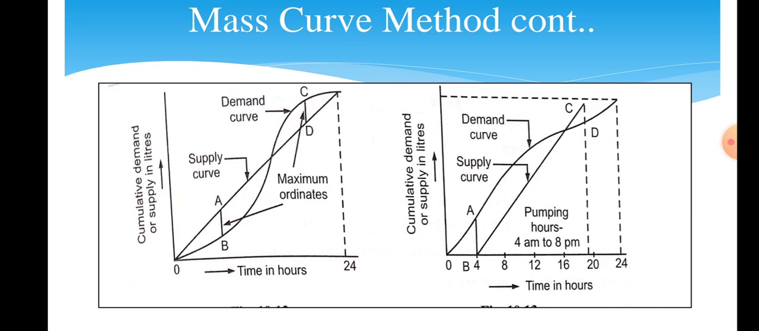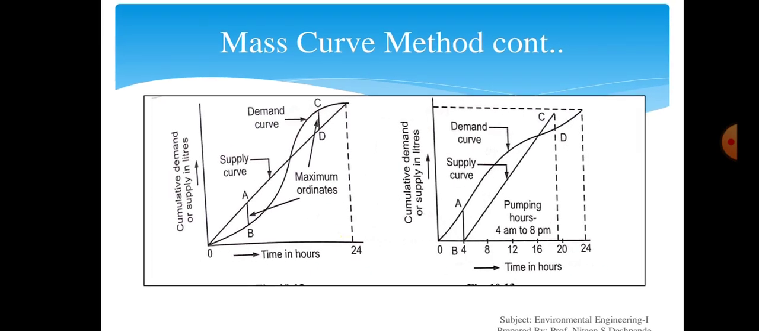On the same graph paper we have to plot the cumulative supply against the time. Depending upon the pumping hours, the curve will be for 24 hours or for a certain period of the day, which is shown in this diagram. Then we have to find out the maximum ordinates between the two curves. Here in this diagram, AB and CD are the maximum ordinates. So the sum of these two maximum ordinates will be the required balancing storage. In this fashion, with the help of the mass curve method, we can calculate the balancing storage of the reservoir.